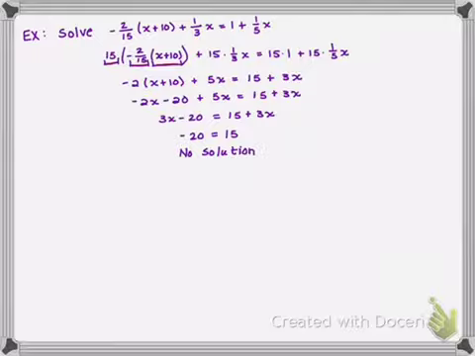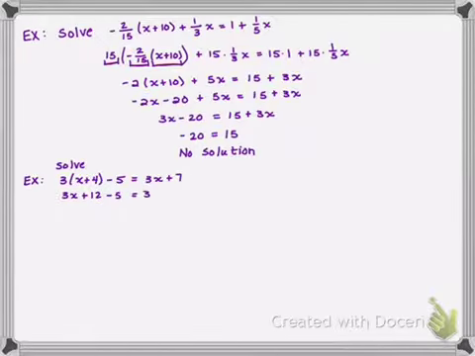A similar situation, I'm just going to do a really simple one, if I want to solve this equation. So we don't have any fractions to worry about. So the first thing we're going to do is distribute. So we get 3x plus 12 minus 5 equals 3x plus 7. And combining like terms gives me 3x plus 7 equals 3x plus 7.